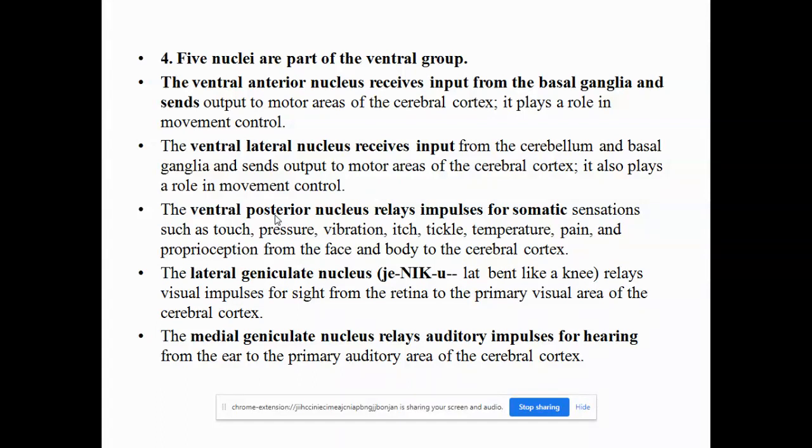The fourth one is the lateral geniculate nucleus. So it is bent like a knee. This relays visual impulses for sight from the retina to the primary visual area of the cerebral cortex. So it is concerned with vision. The fifth one is the medial geniculate nucleus. This relays auditory impulses for hearing, from the ear to the primary auditory area of the cerebral cortex. So these are the 5 ventral nuclei.